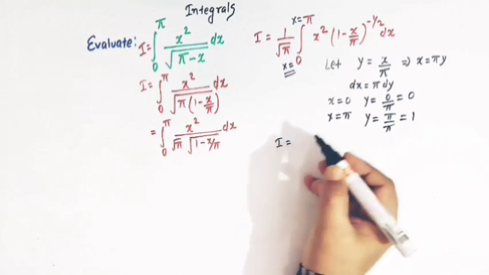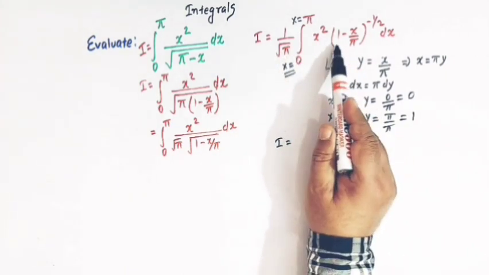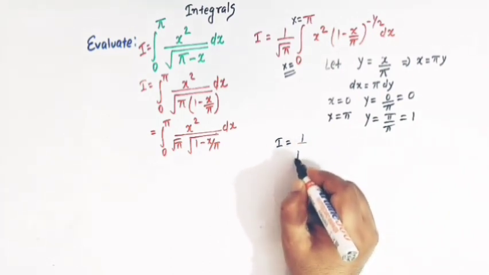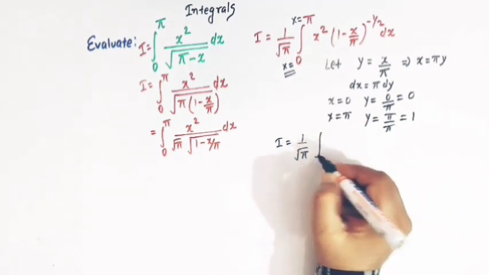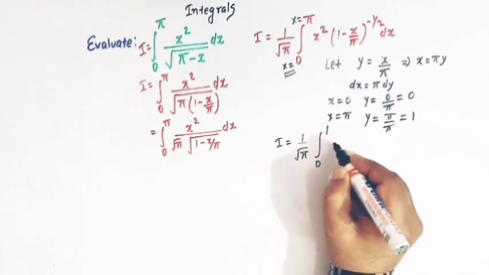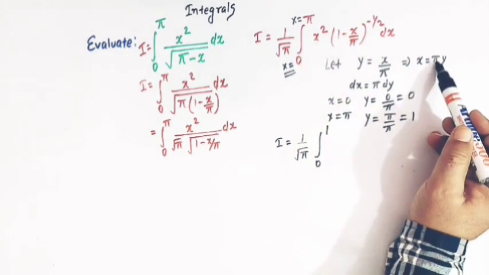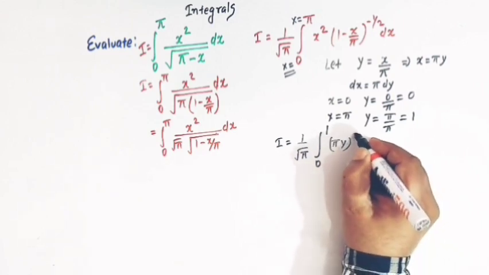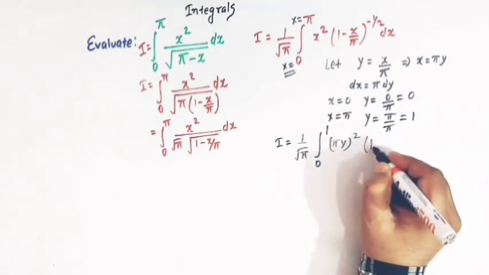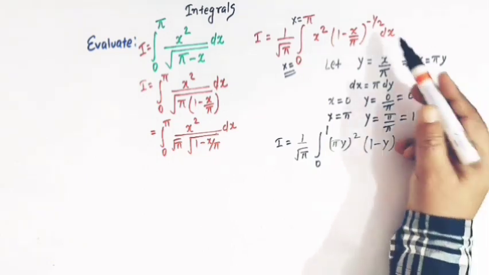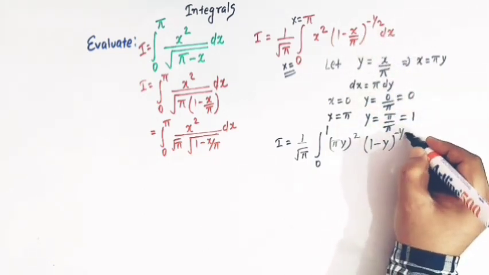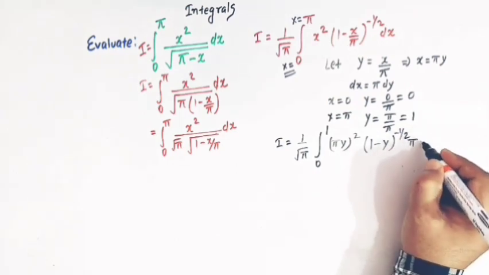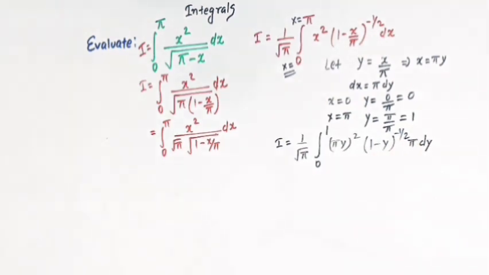So now we can rewrite this integral in terms of this variable y as 1 over square root of pi. Then we have 0 to 1, and x can be replaced by pi y. So we have pi y square, and then we have 1 minus y raised to minus 1 over 2, and dx can be replaced by pi dy, right?